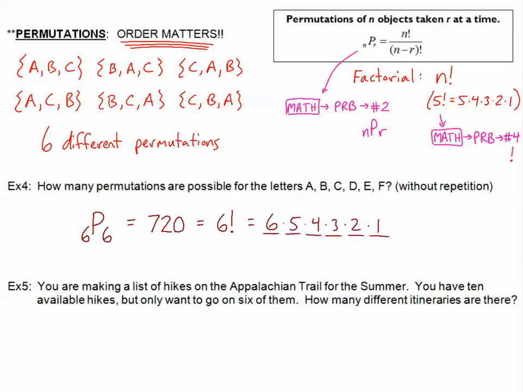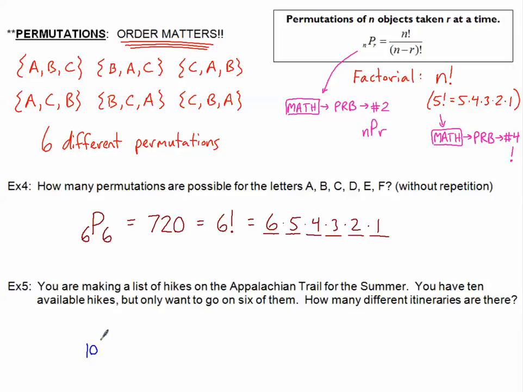As opposed to our second question, which is the Appalachian Trail. Example 5, you are making a list of hikes along the Appalachian Trail for this summer. You have 10 available hikes, but you only want to go on 6 of them. How many different itineraries are there? So this time we're still talking about a permutation.